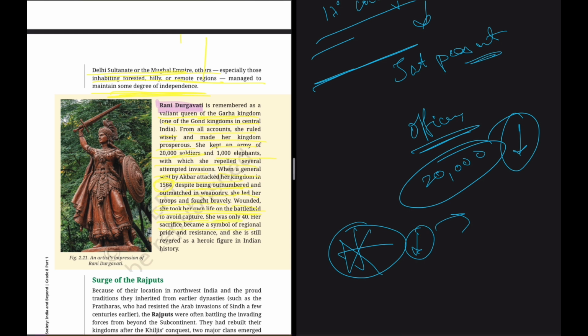And her sacrifice became a symbol of regional pride and resistance, and she is still revered as a heroic figure in Indian history. So whoever has fought bravely against invasions is always celebrated, and one such is Rani Durgavati, a valiant queen of the Garha kingdom, which is one of the Gond kingdoms in central India.